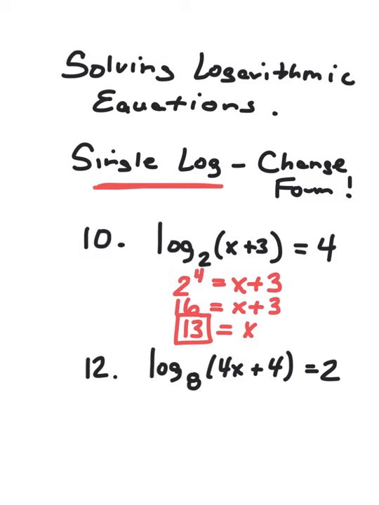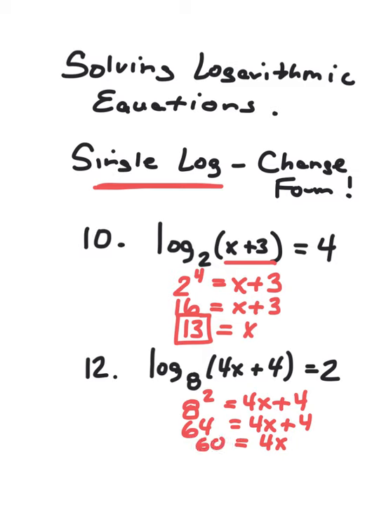Now, something very important again, especially when we start talking about inequalities, is that you can never take the log of a negative number. So we've got to make sure we check this, and if we plug 13 in for x, this value needs to be positive, which it would be. So in number 12, we change the form of that. It would be 8 squared is equal to 4x plus 4. 8 squared is 64. And then solving, I would subtract 4 from both sides, divide by 4, and I would get x to be 15. And again, plugging that back in will also make sure I'm taking the log of a positive number.